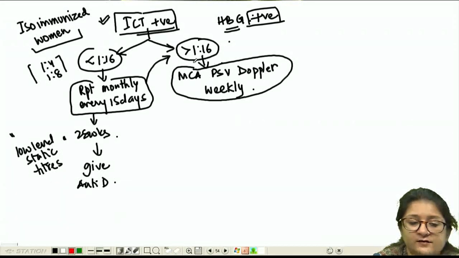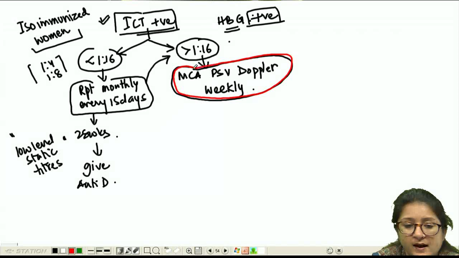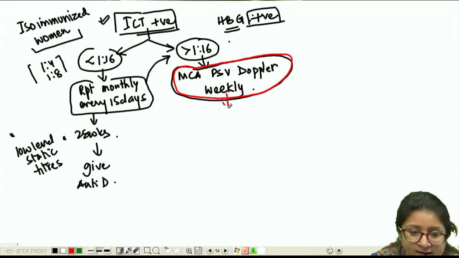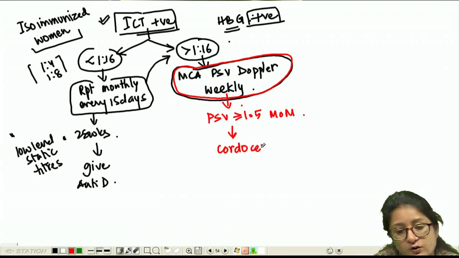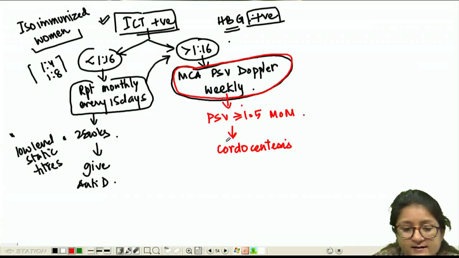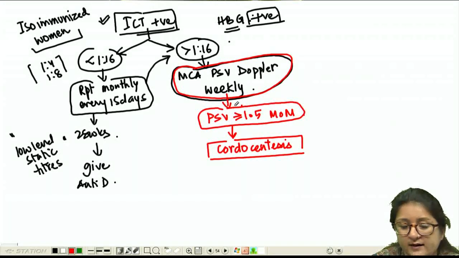But if the titers have crossed the critical value, the management is weekly Doppler. At any point in time, if this PSV is more than 1.5 multiples of median, that means anemia has started to develop. Then we have to do cordocentesis with all the preparation necessary to do blood transfusion, intrauterine transfusion to the fetus in the same sitting.